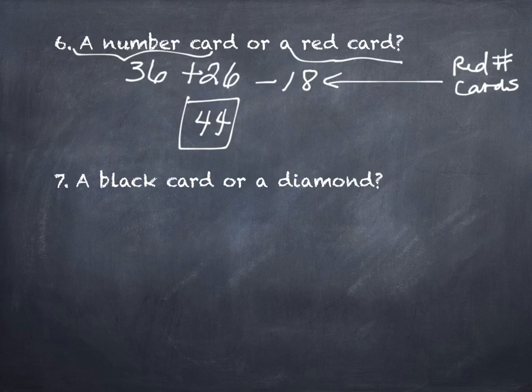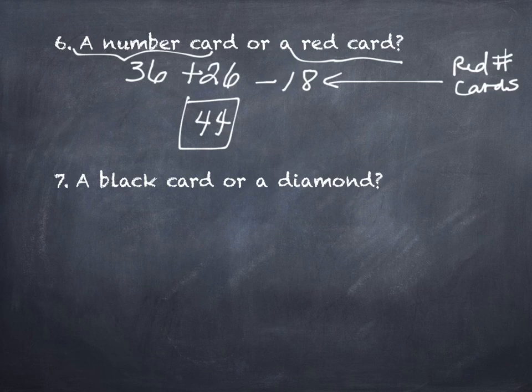Okay. All right, a black card or a diamond? Those are disjoint, right? So if you recognize they're disjoint, you don't have to worry about the intersection. If you don't, at some point when you start thinking about the intersection, you're going to quickly realize that they are disjoint, right? If it's a black card, it certainly is not a diamond because a diamond's red.